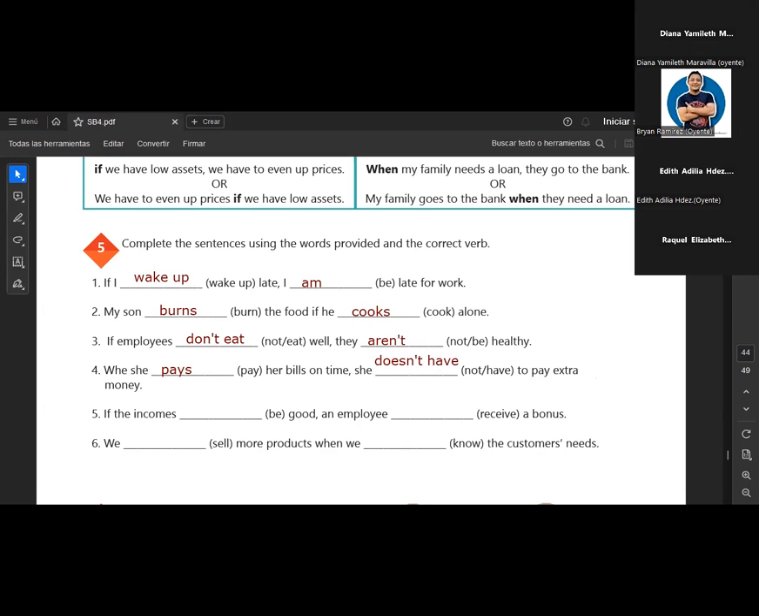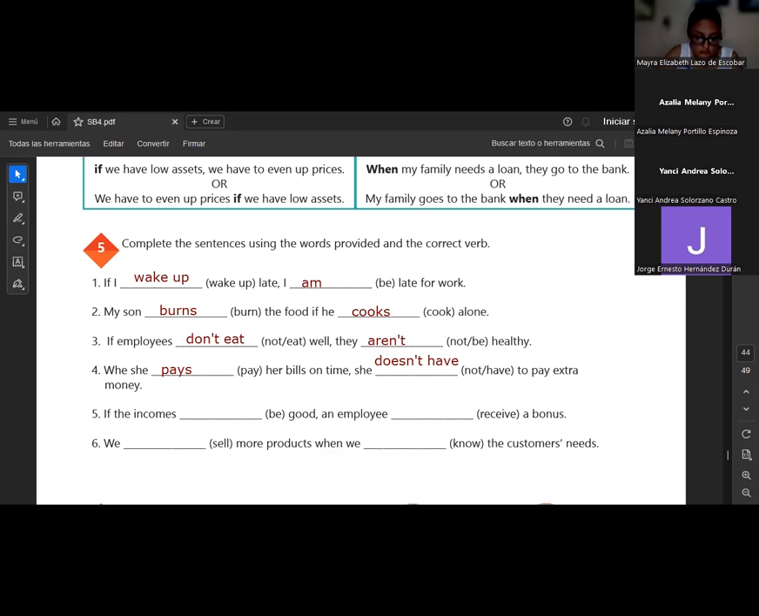Let me see, Raquel. Raquel Elizabeth? I not finished, teacher. No, okay, no problem, don't worry. Diana? Diana is not. All right, let me see. Azalia, read number five. Teacher, no finish. Number five. Ah, okay. Don't worry. ¿Quién terminó la cuarta? Número cinco.